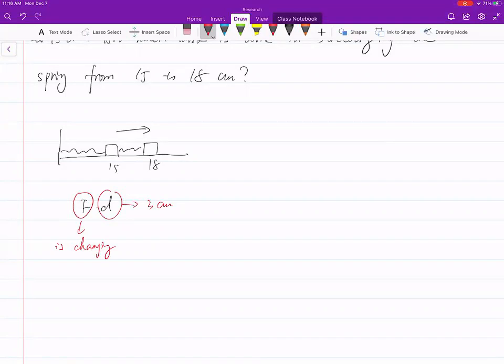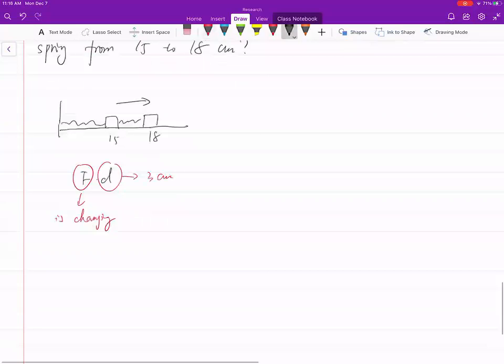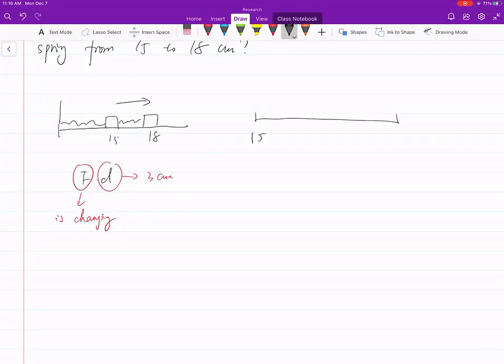Okay, and that is our next challenge. How do you still do work in this situation where your force or distance may not be a constant? Well, let's see how we do it. It's changing. This is from 15 to 18. If it's a constant force, I just use 40 times 3. Done. Now, it's changing.